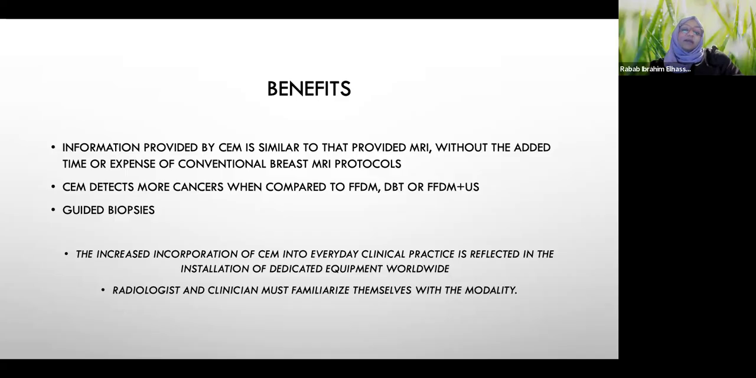The other thing is the price and the accessibility. Contrast enhanced mammography is predicted to be much more available than the MRI. So in countries like Sudan, for example, it's much easier to provide access to contrast enhanced mammograms than to provide access to MRI. So it is predicted in the future that it will be the choice for lower income countries or countries with limited access to MRI.